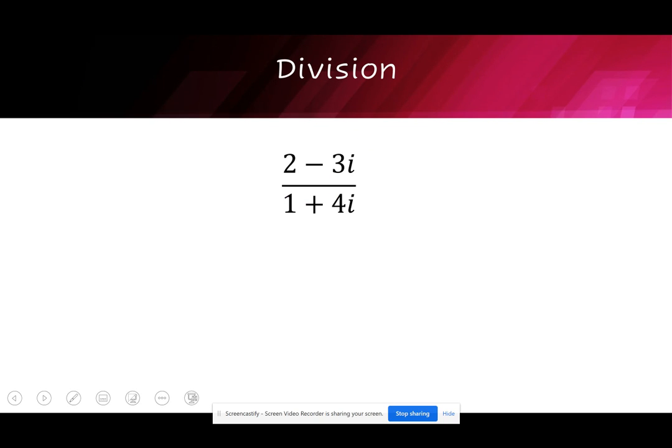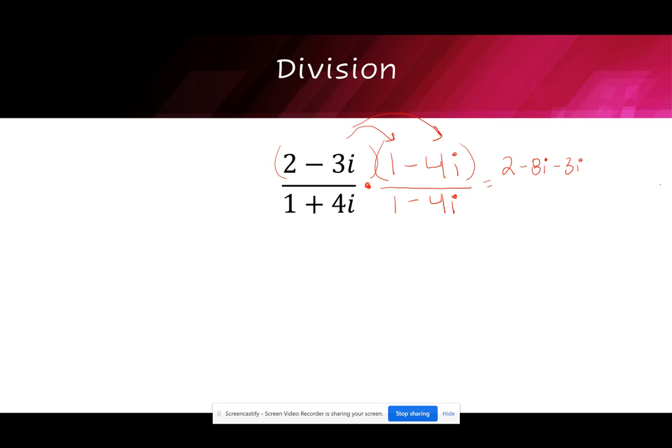And lastly, our division, you're going to multiply by the conjugate of your denominator. So you never want to have an imaginary number or a square root or anything in your denominator. So to get rid of that, we're going to multiply the top and bottom by 1 minus 4i. Now on the top, we get 2 times 1, 2 times negative 4i, and then negative 3i times 1, and negative 3i times negative 4i.